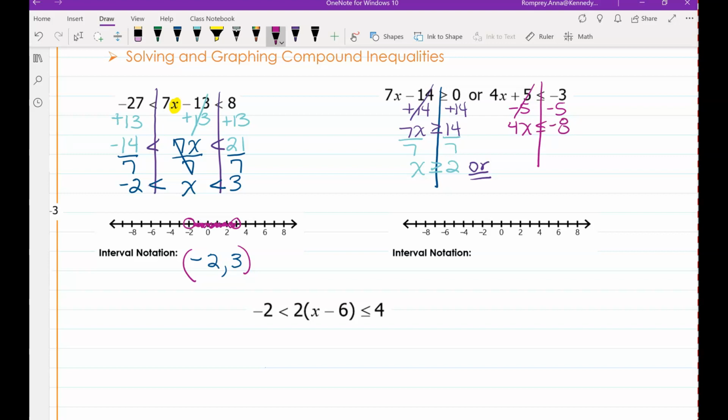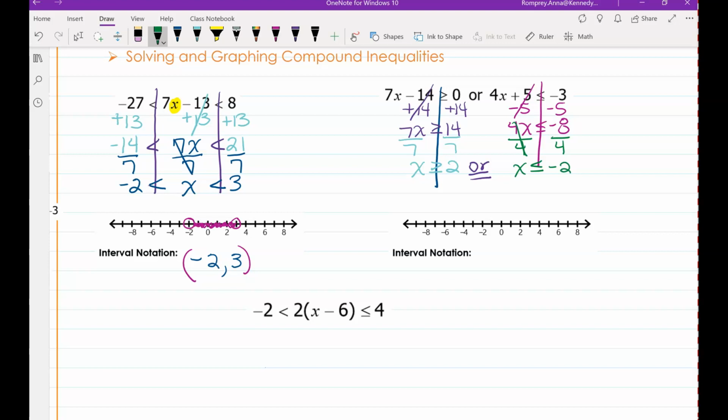Let's go ahead and cancel out that 4. So I'm going to divide both sides by 4. I'm dividing by a positive. Yes, there's a negative, but we're dividing by a positive, so no need to flip. So x is less than or equal to negative 2.